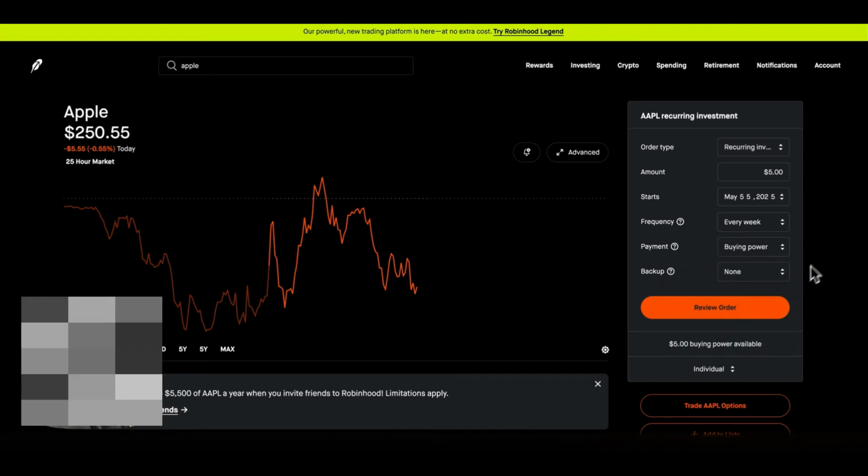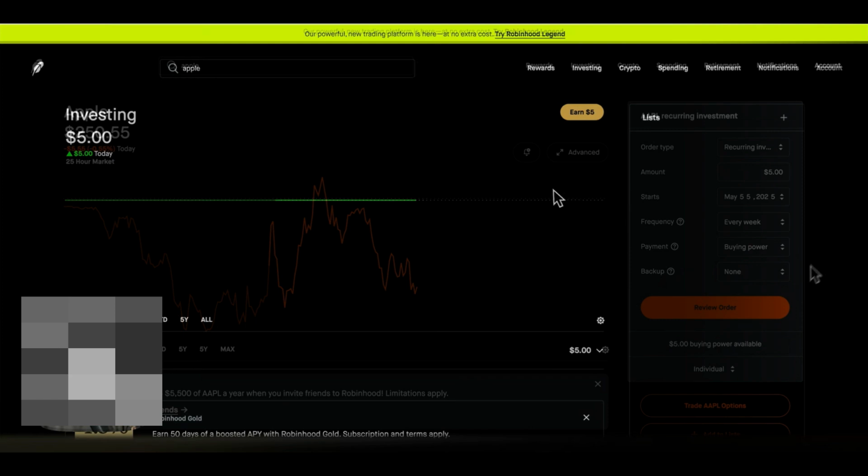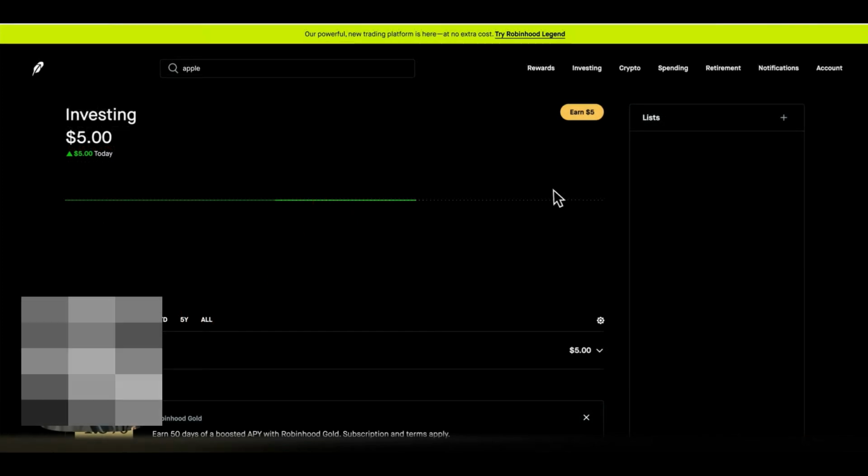You can choose between a market order, which buys instantly at the current price, or a limit order, where you set your own price and the app will only buy when the stock hits that price. After entering your order details, tap Review, then swipe up to submit your trade. Once completed, you will see your shares appear instantly in your portfolio.